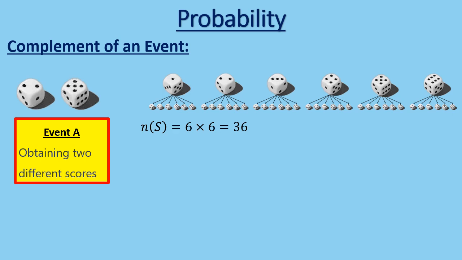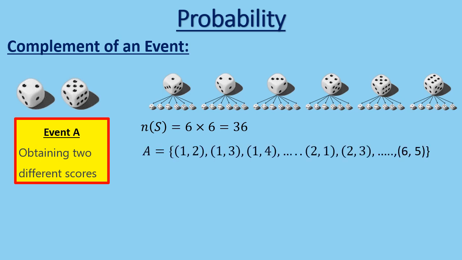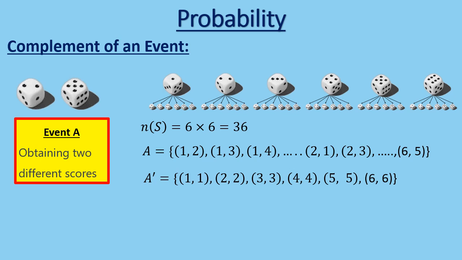To get the probability of the event A, we need first to list all the possible outcomes for the event A, which will be a long list. On the other hand, there are significantly fewer outcomes in the event not A. In fact, there are only 6 outcomes in not A, which correspond to the pairs 1 1, 2 2, 3 3, 4 4, 5 5, and 6 6.